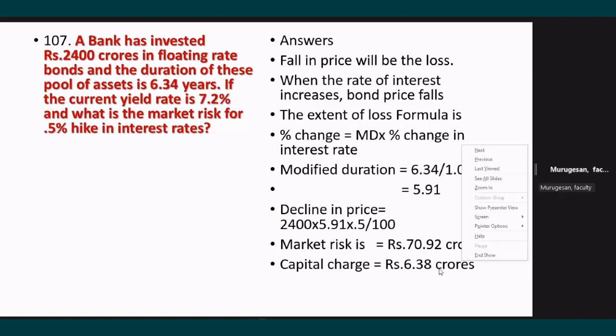Here we don't use the current yield rate. Market risk RW is 8% now. For market risk operation, this RW is 70.92. Market risk RW is 70.92. This is different. It is not a loan exposure. It is not a loan.